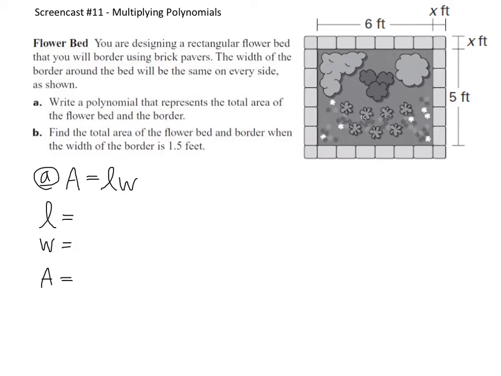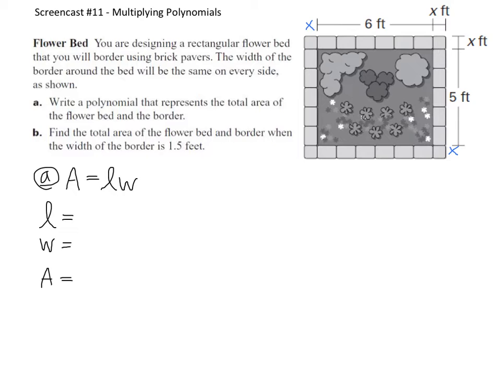One thing we know is that the little tiny width of each of these brick pavers is x feet. So does that mean just these two right here are x feet long and x feet wide? No, of course not. As it said in the problem, the width of the border around the bed will be the same on every side. So we also know that this little side right here is also x, and this little side right here is also x, and this side here is equal to this side, and this side here is equal to the length of this side because, as it said in the problem, it is a rectangular flower bed.